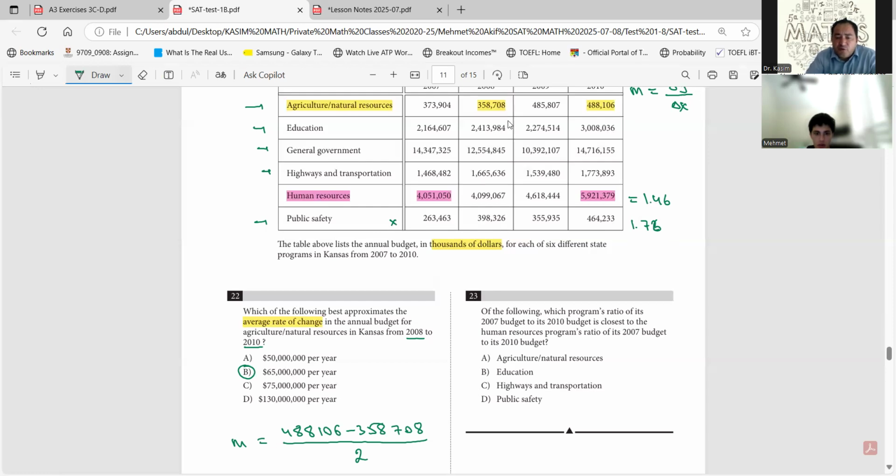And how about the first one? You didn't start from the top. Yeah, I started from the bottom. It's okay. How about highways and transportation? 1.208. Two decimal places. Okay. General government, let me see. 0.97.